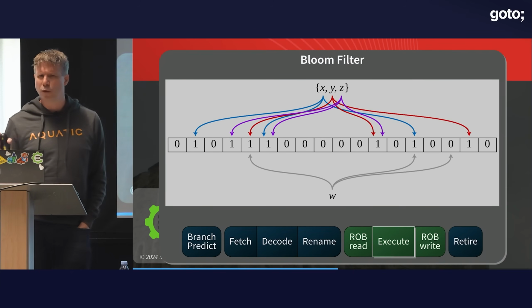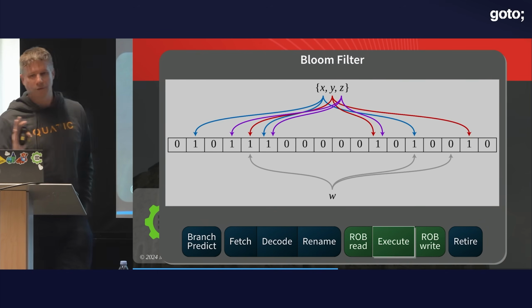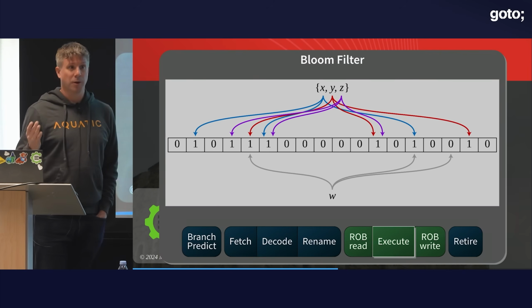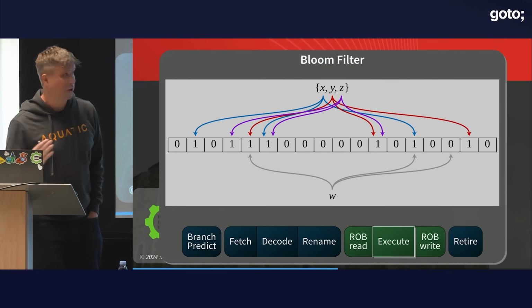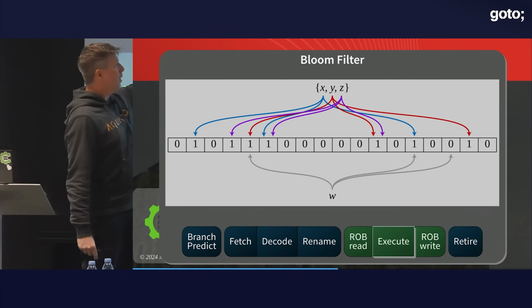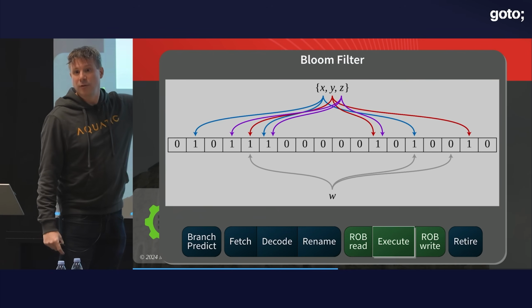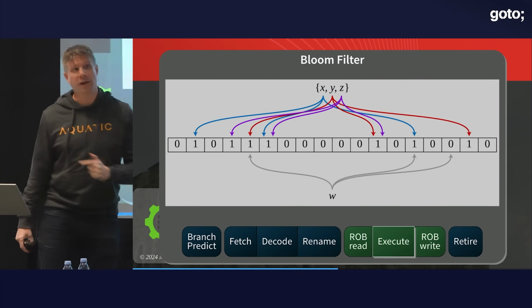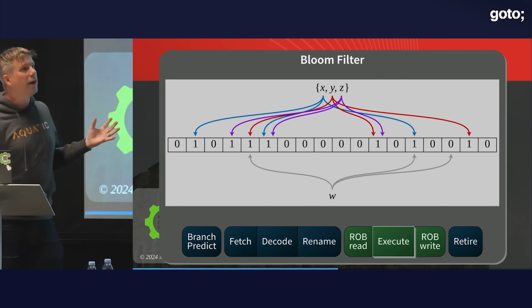If anyone knows what a Bloom filter is? A few nods in the audience, yes. So super quickly, a Bloom filter is an acceleration structure, a probabilistic acceleration structure, where you can ask the question, is my value W in this set or not? And the answer it gives back is maybe and definitely not. And why the heck is that useful?